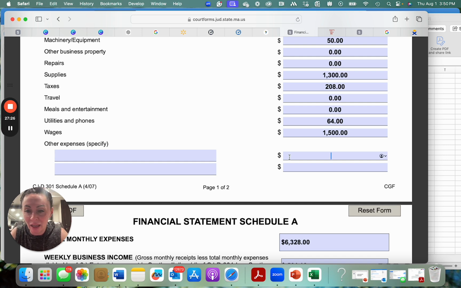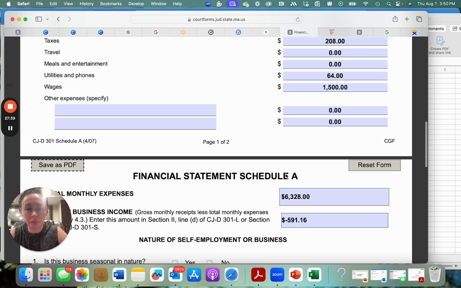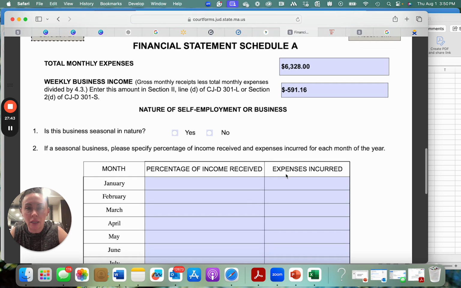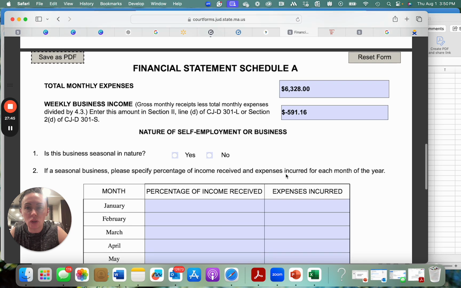Okay, the key is to make sure you're listing it monthly. Make sure it is calculated, you're leaving a trail, and that it's fairly stated. All right, just put 0 for this. All right, so this is going to self-calculate. Right now, the total monthly expenses is $6,328. Our business income is a minus $591.